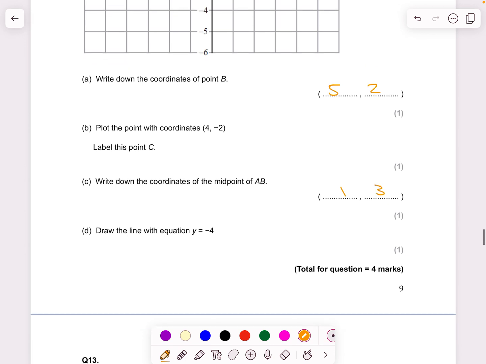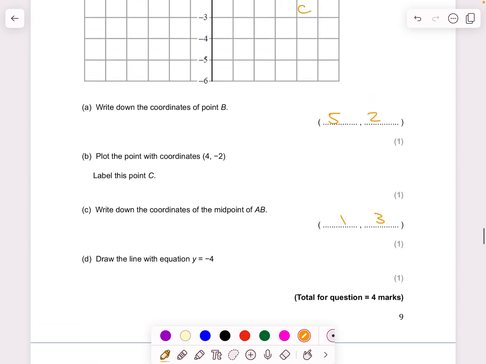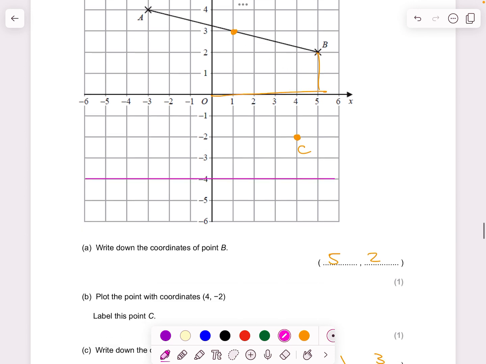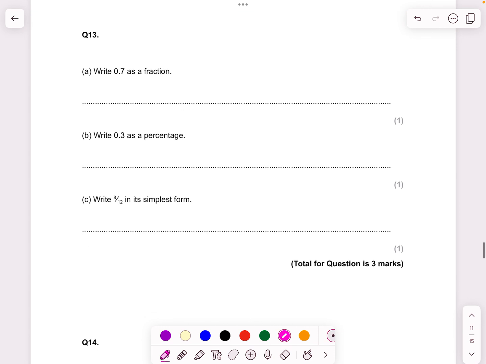And then it says draw the line with equation y equals -4. So you find -4 on the y-axis and draw a straight line, and it's a horizontal line going through. So that's it. Write 0.7 as a fraction, so that's just 7/10. We cannot simplify that. Write 0.3 as a percentage. To write it as a percentage, we times by 100, which gives us 30%.